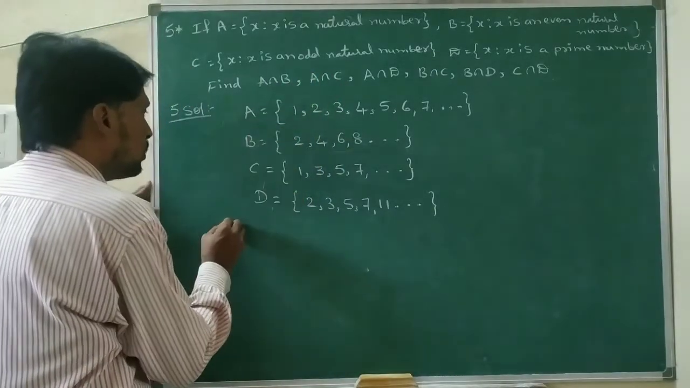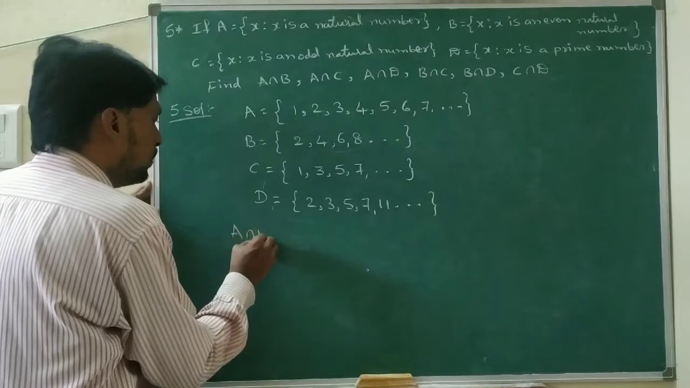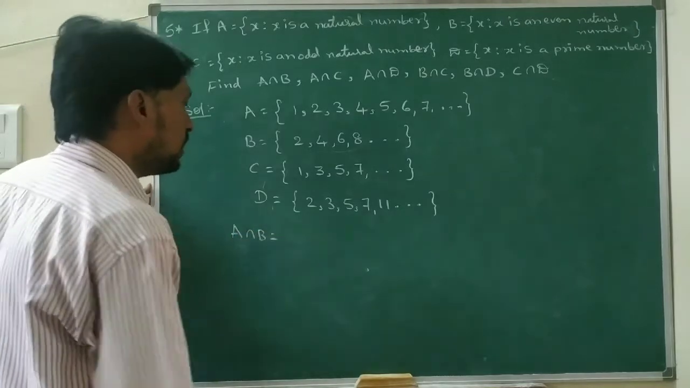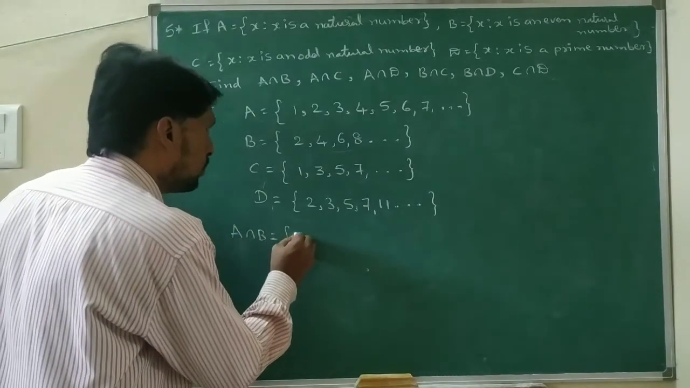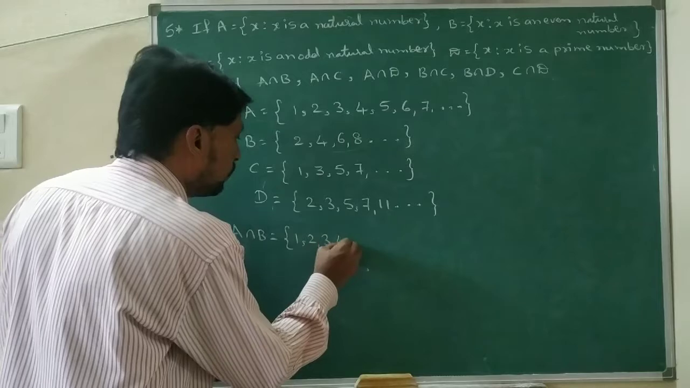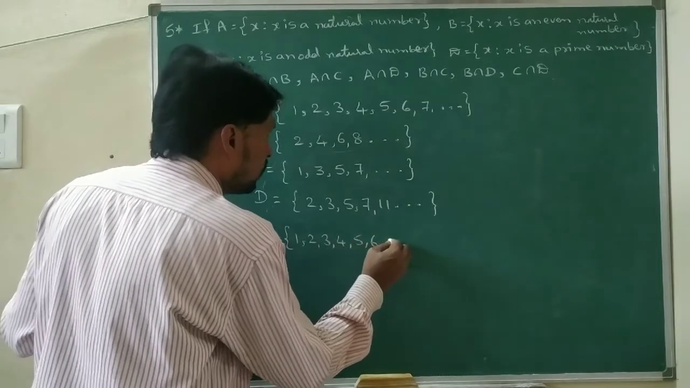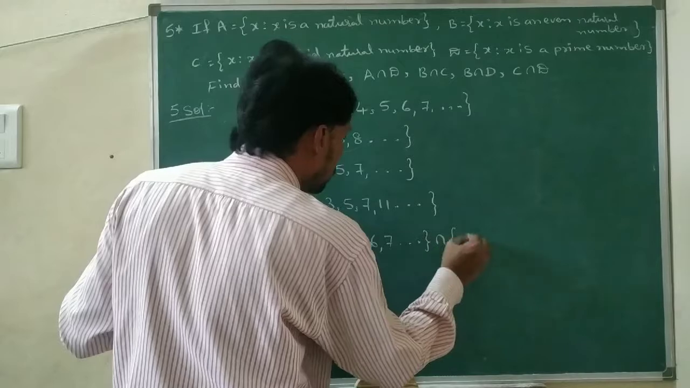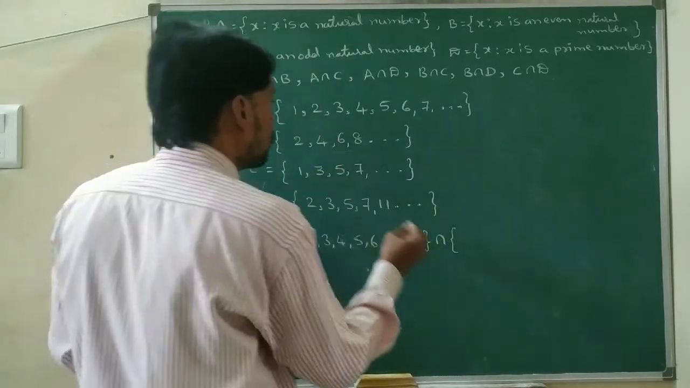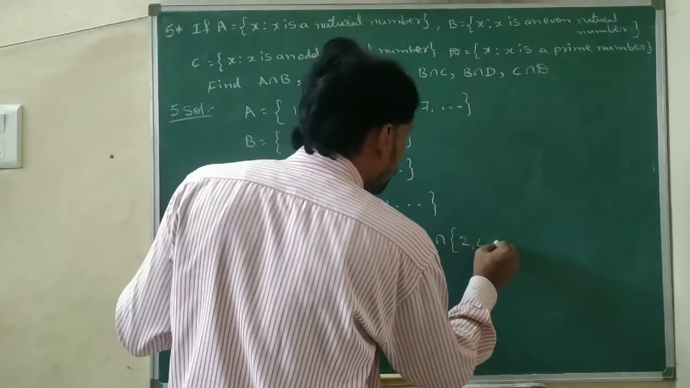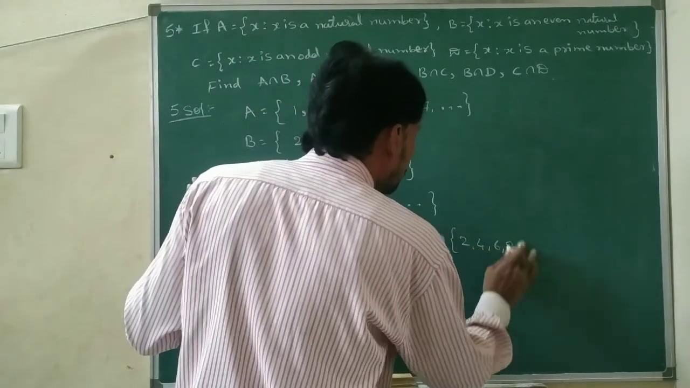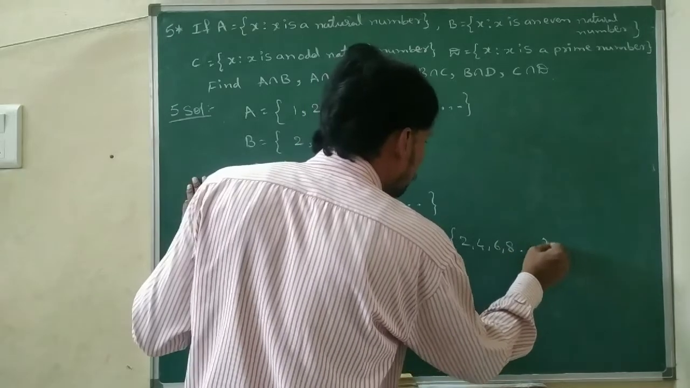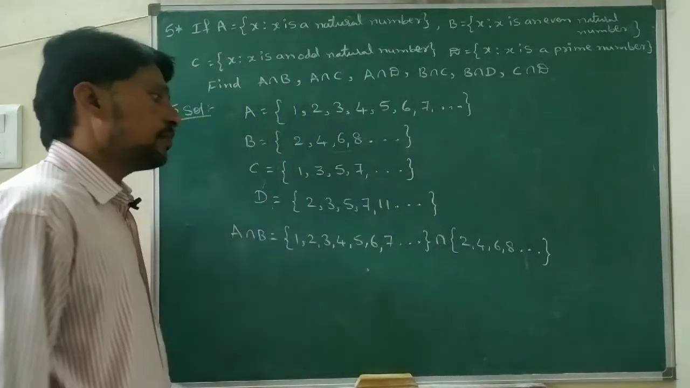So the first one, what is the first one? A intersection B. So what are the elements in A? The set of 1, 2, 3, 4, 5, 6, 7, and so on. Intersection B. What is B? 2, 4, 6, 8, and so on. These are B.